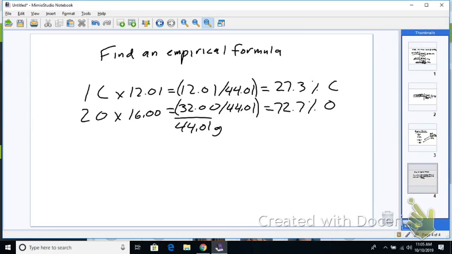Okay. Now we're going to reverse the process. So we already know the answer. The answer for my empirical formula for these percentages, what's the formula of these percentages going to be? If I work backwards, what's the formula I should end up with for the combination of C and O? CO2, right? 1 carbon, 2 oxygens.